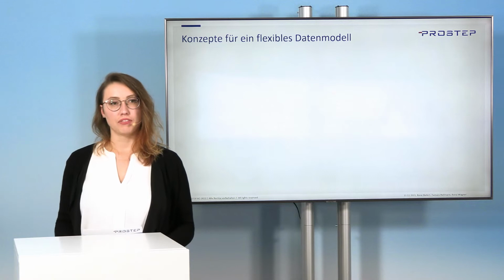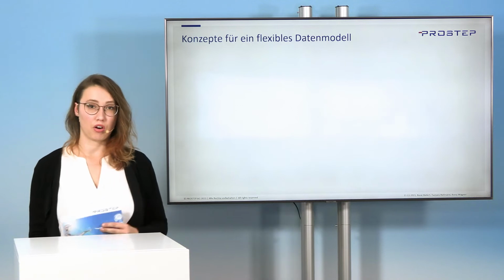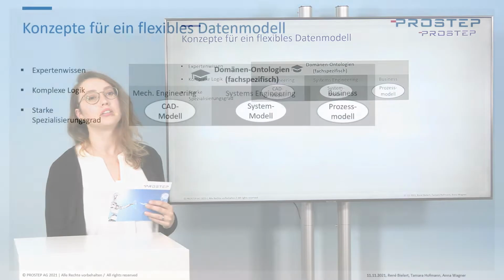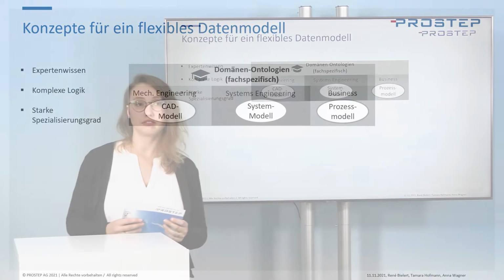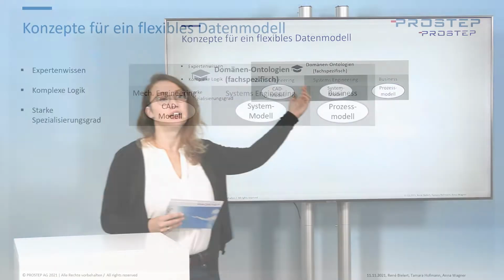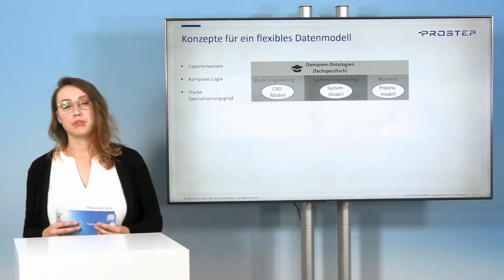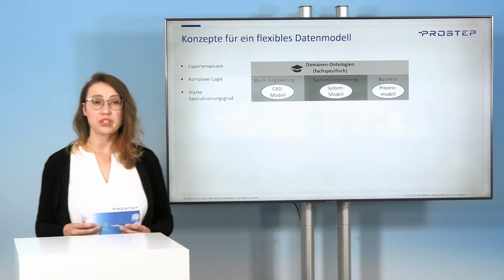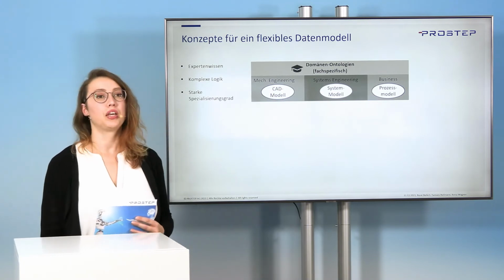The basis of our pilot project is a flexible data model. This data model is built on 3 levels. The first level is domain ontologies. These domain ontologies represent expert knowledge from different domains, such as mechanical engineering, systems engineering, or processes from a business perspective. These domain ontologies contain complex logic. This is why they are highly specialized, and it is difficult to reuse them outside of the original domains.